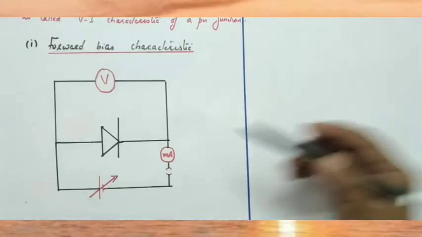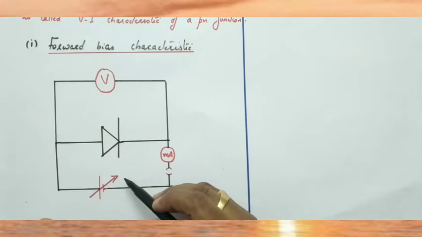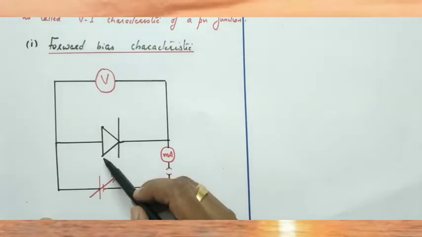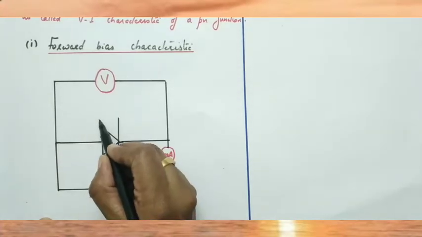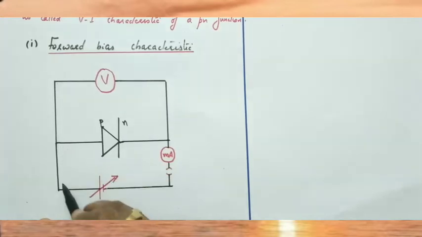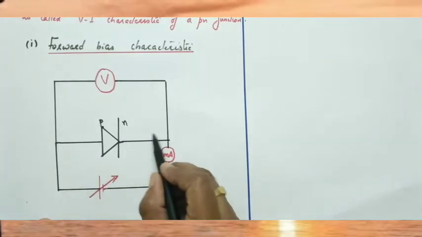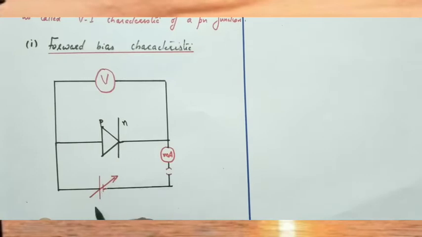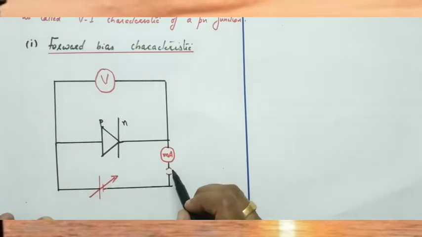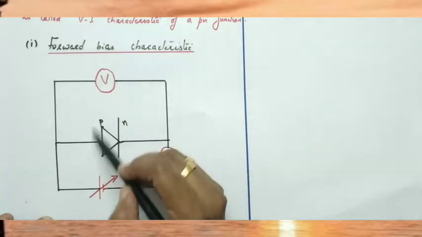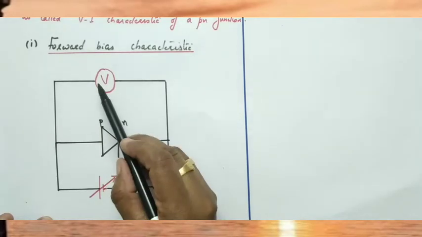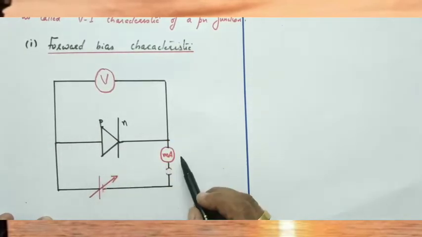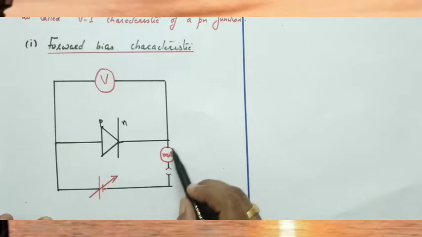This is the circuit diagram of the forward bias characteristic, p-n junction diode for forward bias characteristics. This represents a p-n junction diode. Here, this is called the p region and this is the n region. The p region is connected to the positive terminal of the battery and the n region is connected to the negative terminal. That means it is forward biased. In order to measure potential difference, a voltmeter is connected parallel to the p-n junction diode. We have to measure voltage across the diode, so connect a voltmeter across it. And in order to measure the current flowing through the diode, we connect a milliammeter in series.